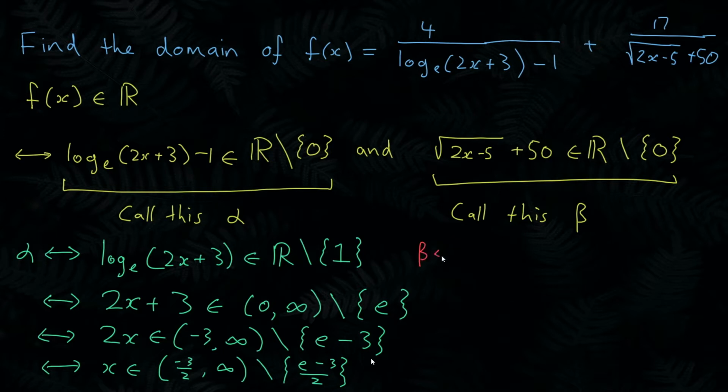So beta is equivalent to, and I'm going to rewrite this line, but we'll subtract 50 from both sides. Okay, so this next step is a little tricky. We're going to square both sides. We get 2x minus 5 on the left. On the right, we're going to ask ourselves, what is the real line squared? Or in other words, what numbers can be obtained as squares of real numbers?